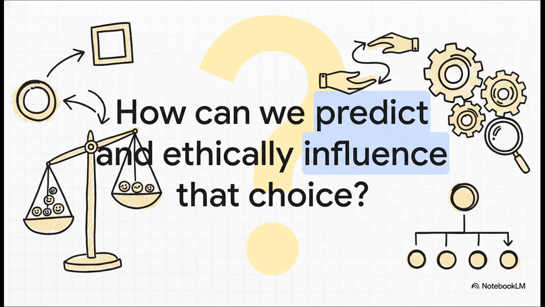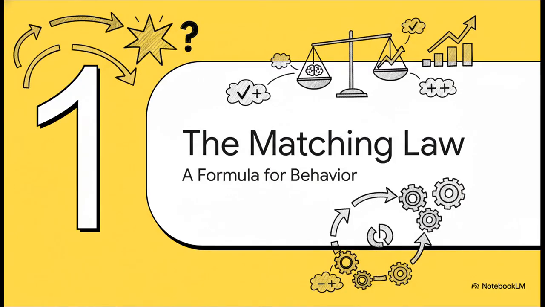Are they going to lean heavily into one over the other? This isn't just a guessing game for us. As behavior analysts, we need a scientific, predictable way to understand this, and, even more importantly, to ethically design our programs so that the best choice for them is also the most likely one. Well, the answer to that big question lies in this really elegant, powerful principle. You can almost think of it as a formula for behavior, especially when there's a choice involved. And that, my friends, is the matching law.